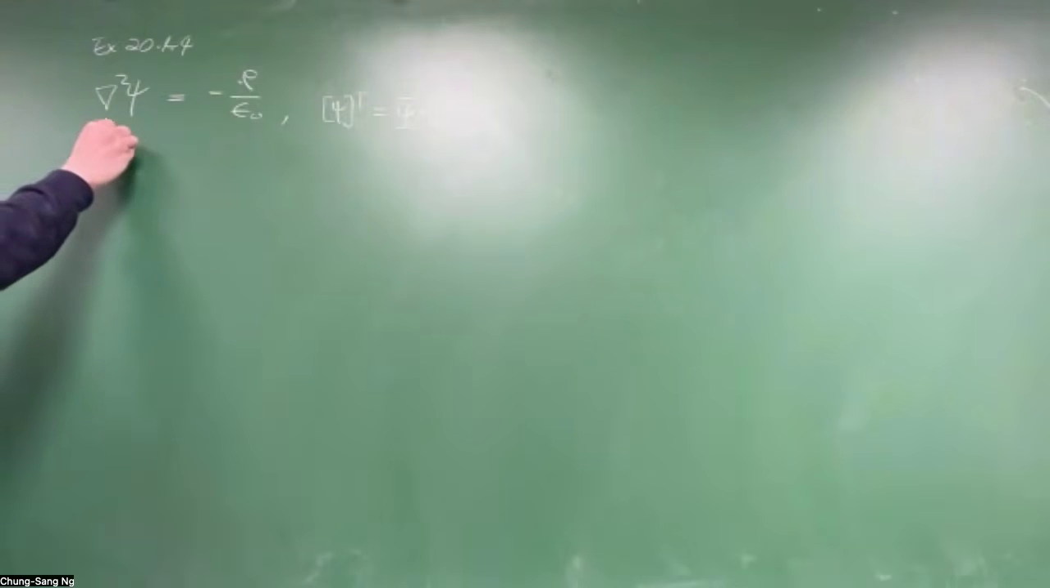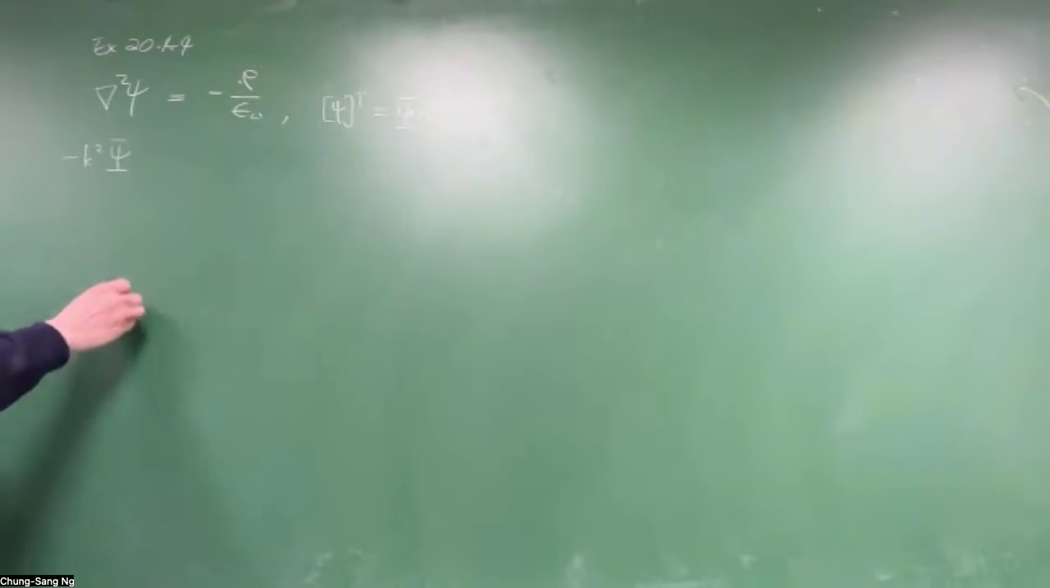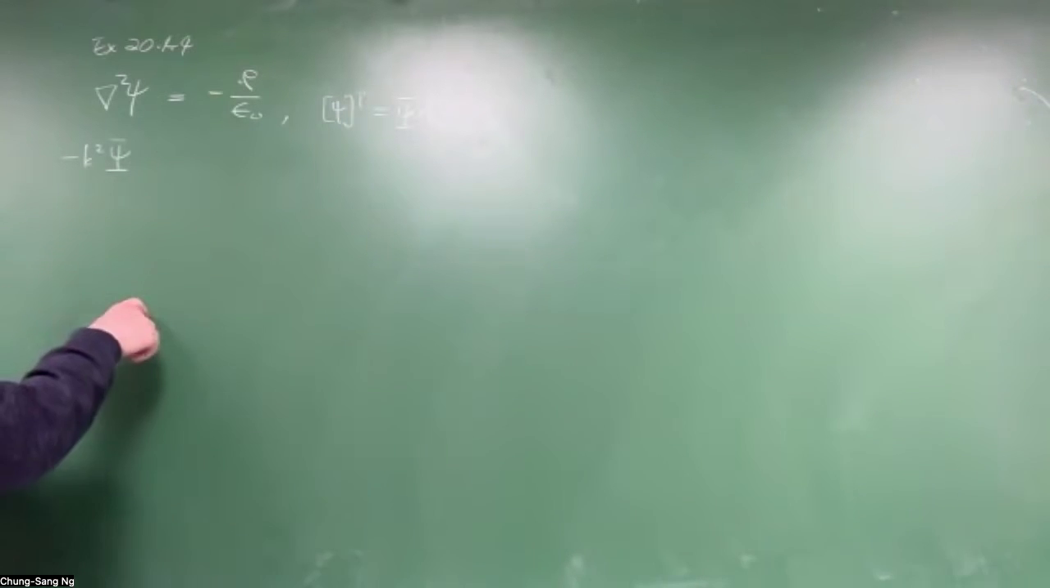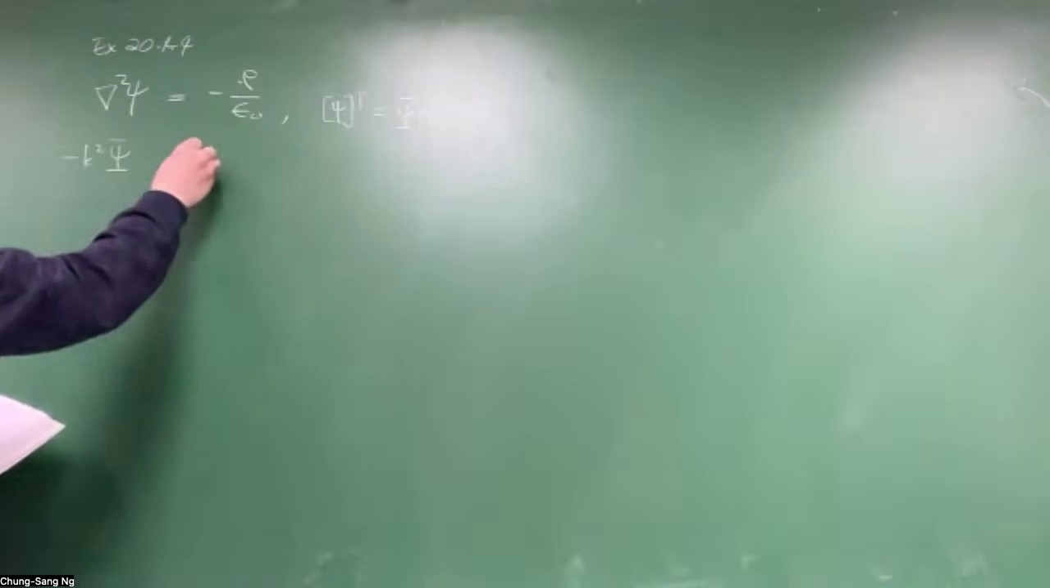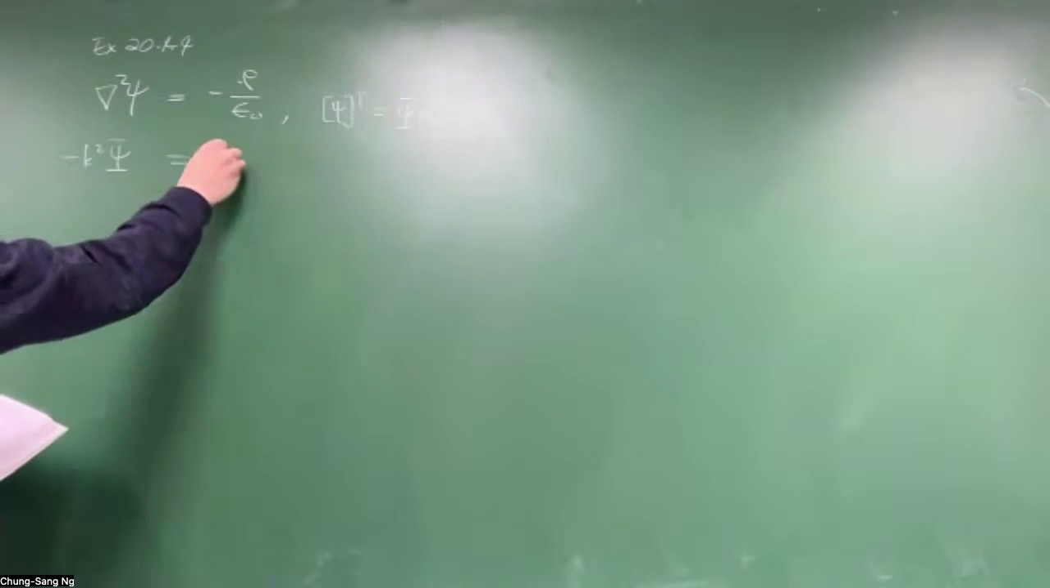As a function of k. So the Fourier transform of the Laplacian then becomes minus k squared capital psi, right? Then the right hand side should be just whatever the Fourier transform of rho is.